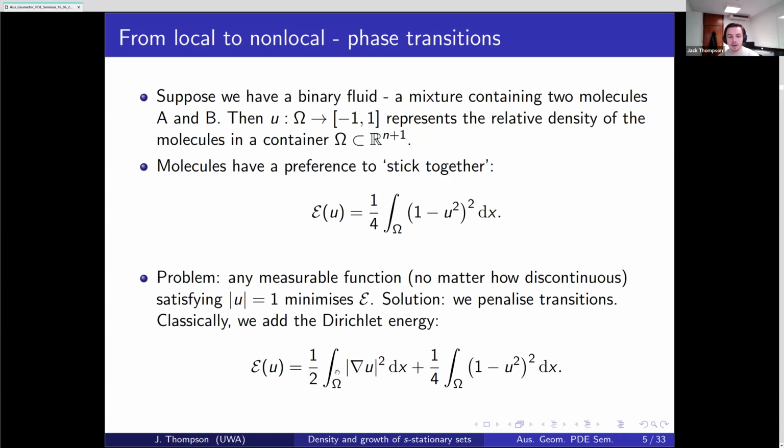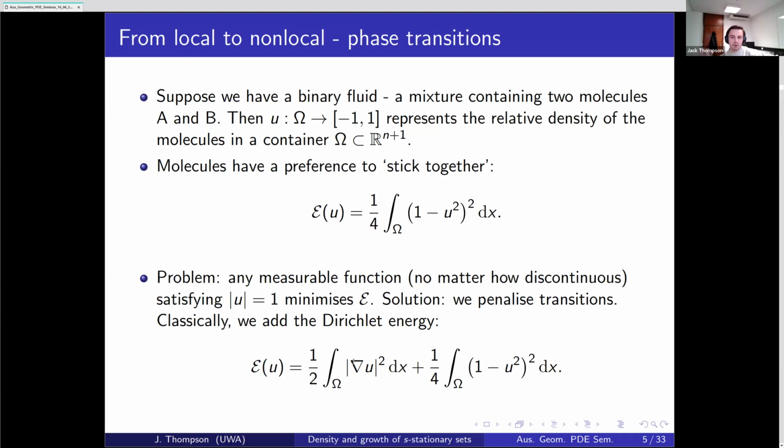And classically, how this is done is we add the Dirichlet energy. So this penalizes transitions. Now, this energy here actually has a name. It's called the Ginzburg-Landau energy. It's also referred to as the energy associated with the Allen-Cahn equation.